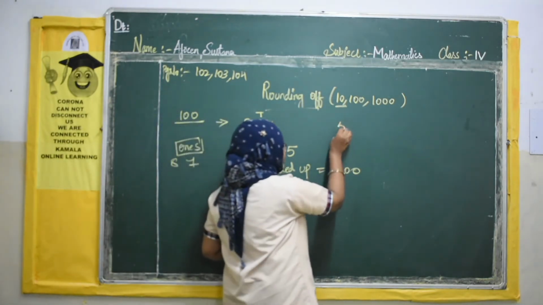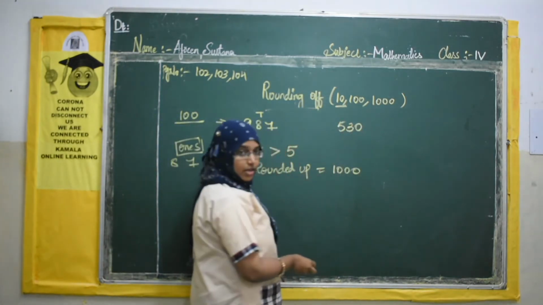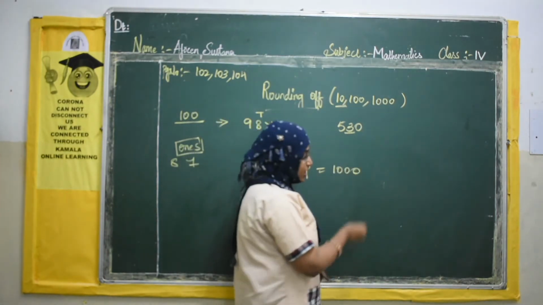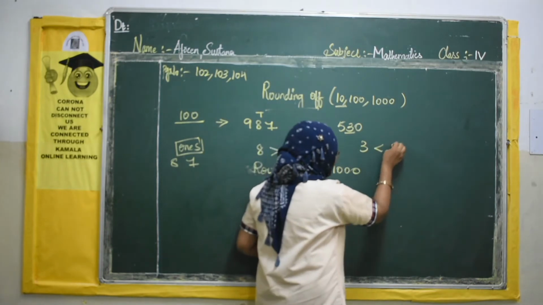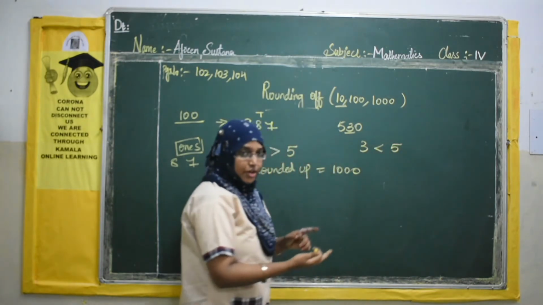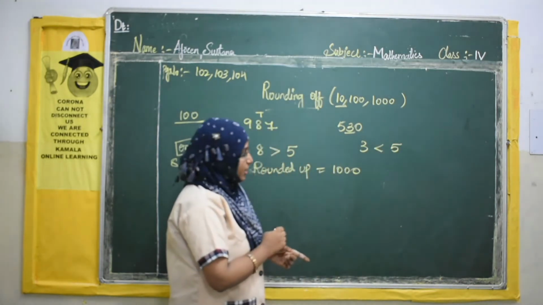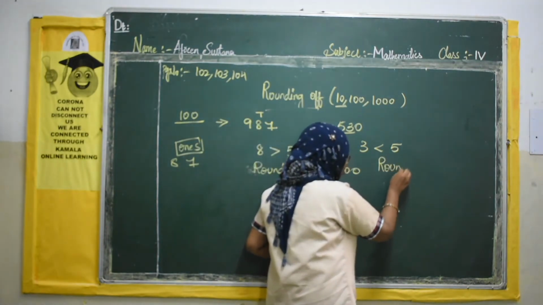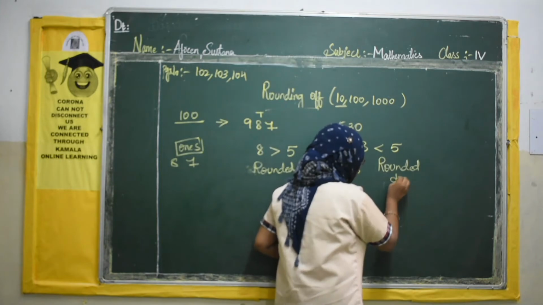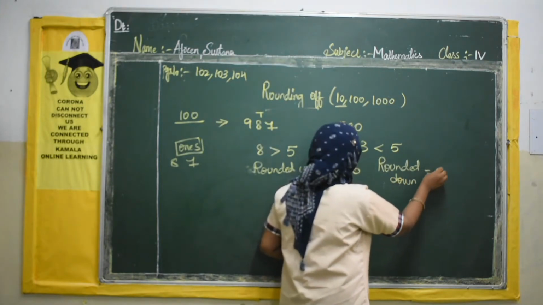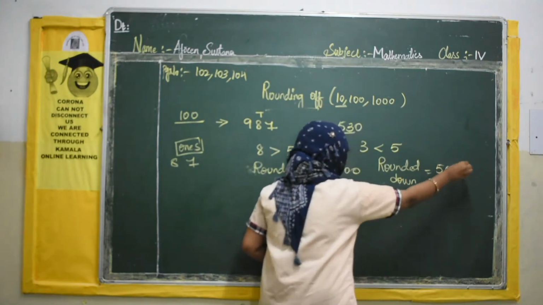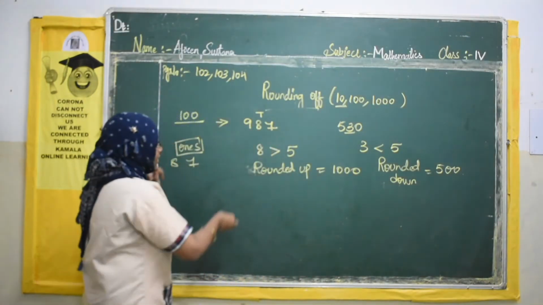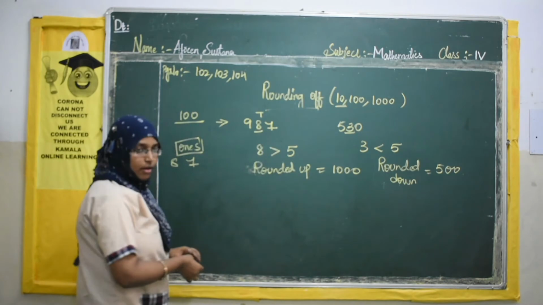If you take 530, what will we do? We will check the digit at the tens place. It is 3. Now 3 is less than 5, so 530 will be rounded down to 500. Clear? So rounding off to 100 means we will consider the digit at the tens place.